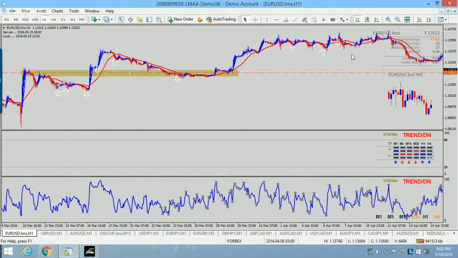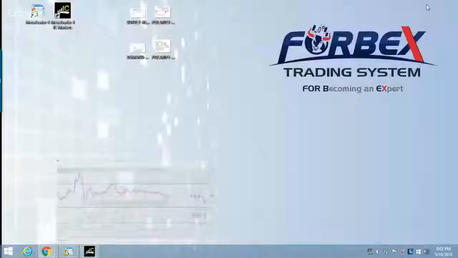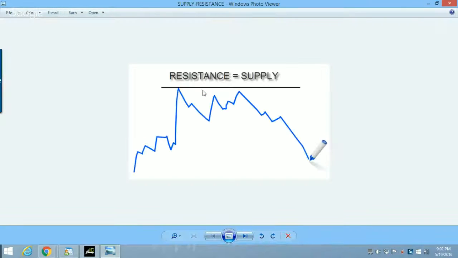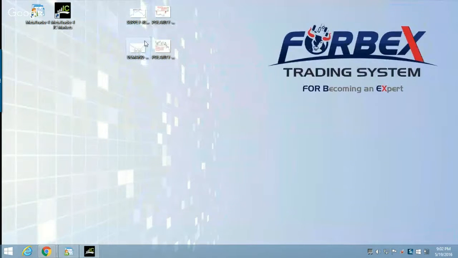And now I'm going to show you a few aspects about what I said to you. So here is a drawing. Yes, this is how a resistance line generally looks, and the coincidence is that the resistance line is always a supply area. So at those levels, sellers entered the market, and the market then went down. That's how you have to look at this aspect.